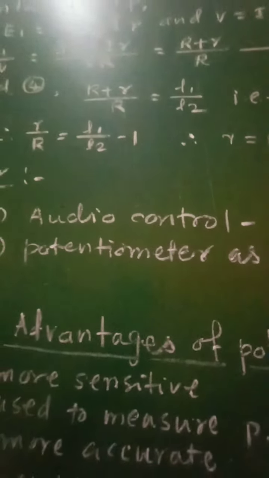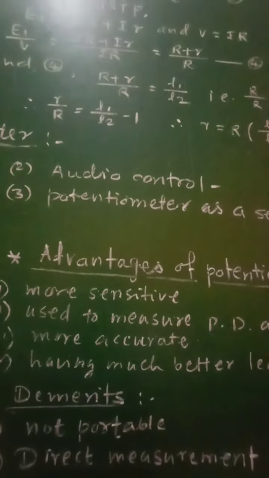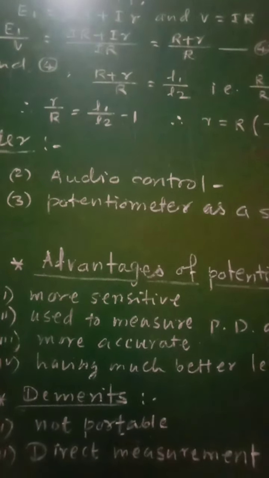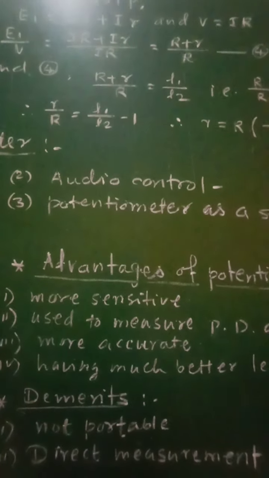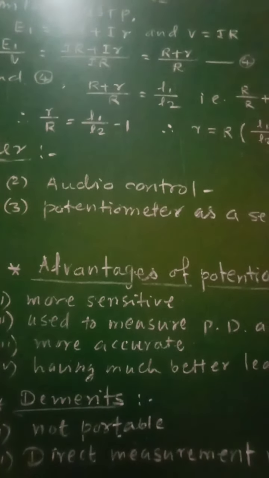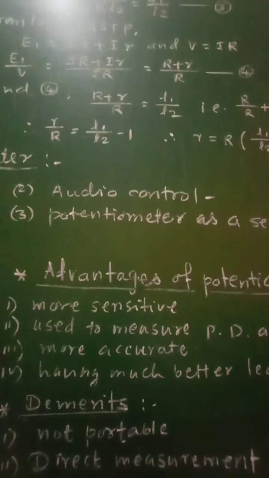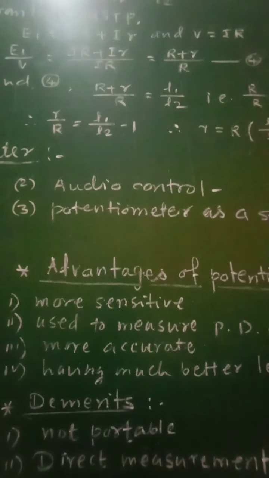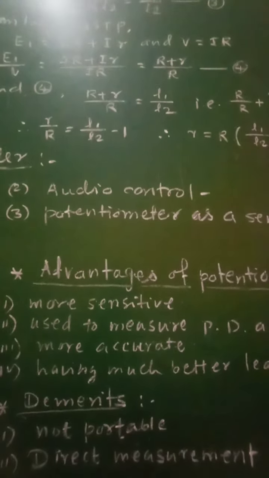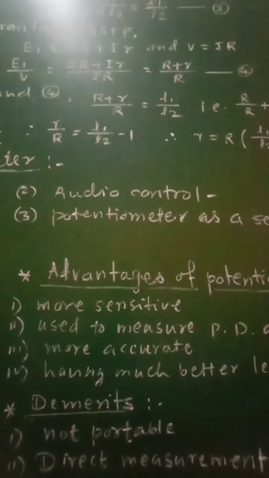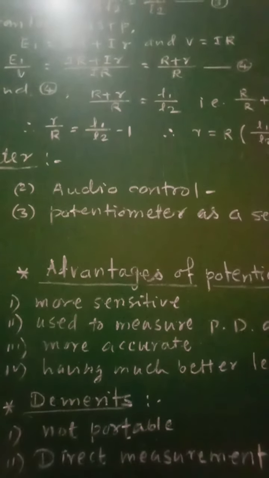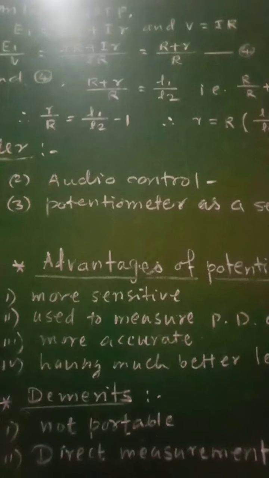Now go for the second application, that is audio control. In this audio control, sliding potentiometers are commonly used in modern low power audio signals as audio control devices. Both sliding and rotary potentiometers, that is faders and knobs, are used for frequency attenuation, loudness control, and for controlling different characteristics of audio signals.